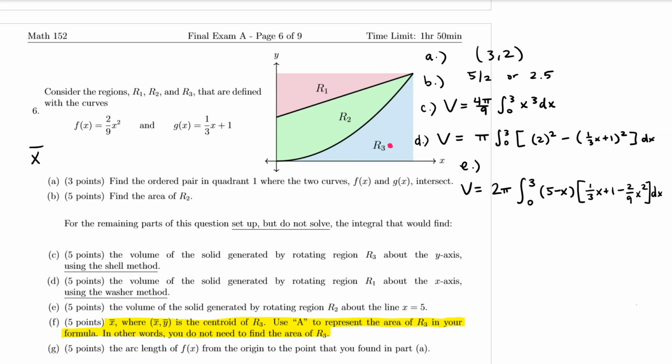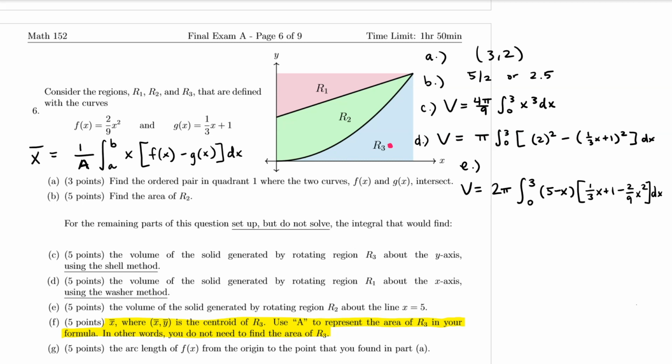And if you need a refresher, x bar is equal to 1 over the area of the region that we're looking at times the integral from a to b of x times f of x minus g of x dx. Now, please be very careful. This f of x does not necessarily correspond to this f of x. In the formula, f of x just represents the thing that is the upper curve.